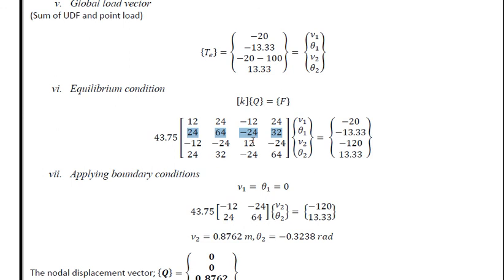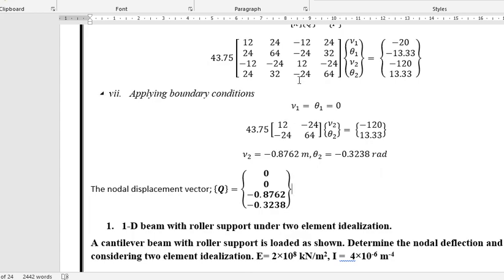This 12, minus 24, minus 24, 64. It's a mistake here. So this term, this term, this term and this term are retained: 12, minus 24, minus 24, 64, times V2, theta 2, because V1, theta 1 are arrested since it is fixed, equal to minus 120, 13.33 is kept.